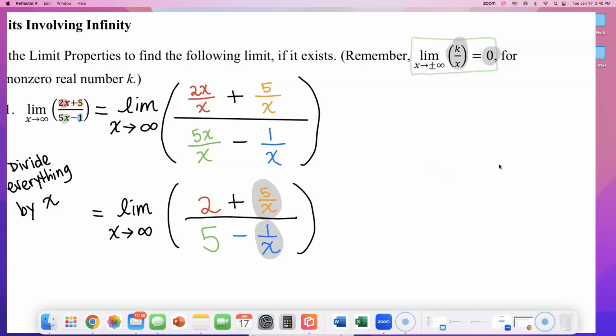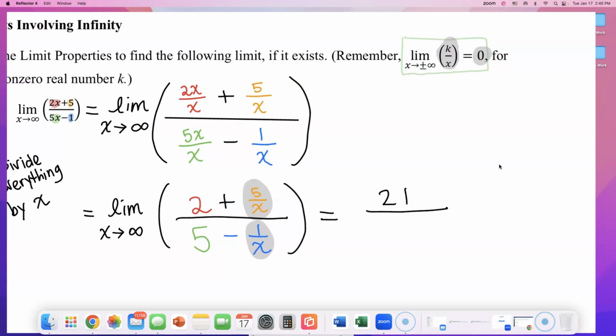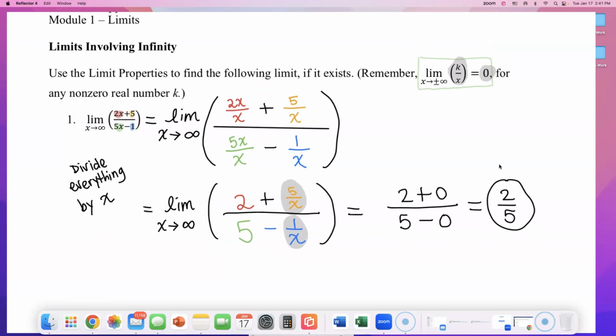Okay, so here's my final answer. My final answer is 2 plus 0 on top and 5 minus 0 in the bottom. And that simplifies to 2 over 5. And that is how you can algebraically find the limit of an expression that's approaching positive infinity, okay?